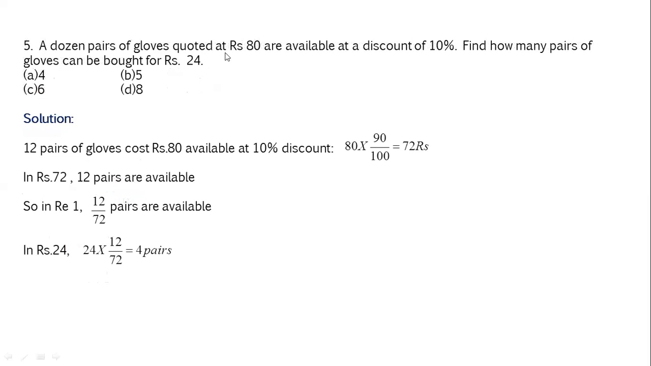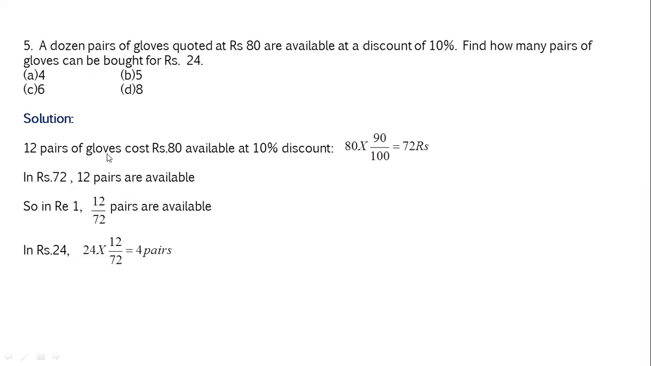Next, a dozen pairs of gloves quoted at rupees 80 are available at a discount of 10%. So this is a problem based on discount. Find how many pairs of gloves can be bought for rupees 24. Options are 4, 5, 6, 8.